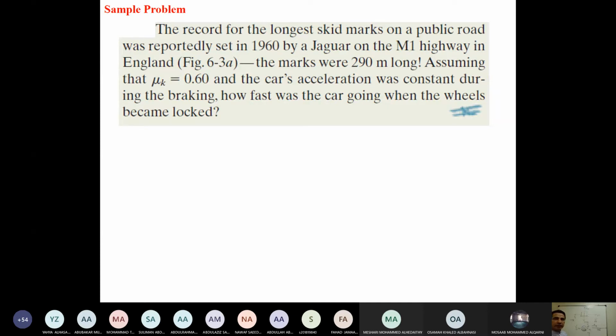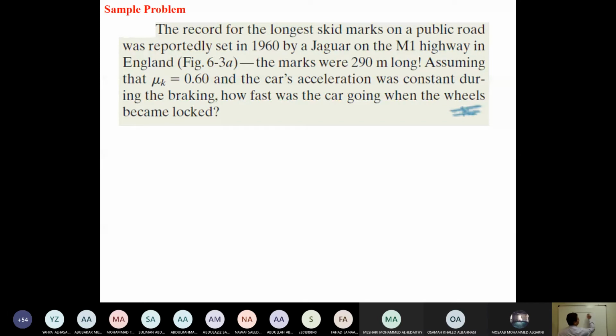But in order to determine the initial speed, do we have any acceleration? Do we know the acceleration here? No, I don't know.